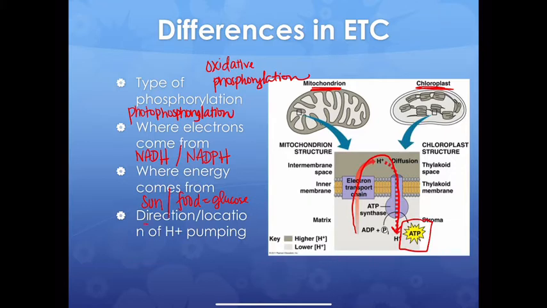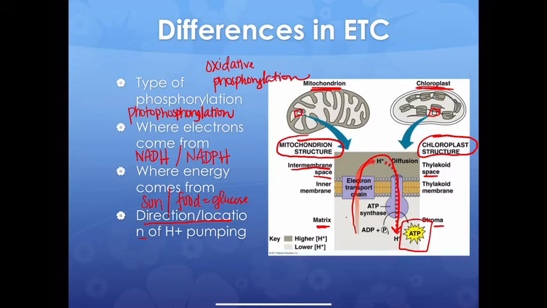And then last, the direction or location of the hydrogen pumping. So remember, overall, the process in cellular respiration is happening in the mitochondria. In the plant, it's happening in the chloroplast. So in the mitochondria, in cellular respiration, the hydrogen pumping is happening from the matrix into the intermembrane space. In the chloroplast, we are in the stroma and pumping out to the thylakoid space. And you can kind of see these diagrams drawn here as to where that's taking place.